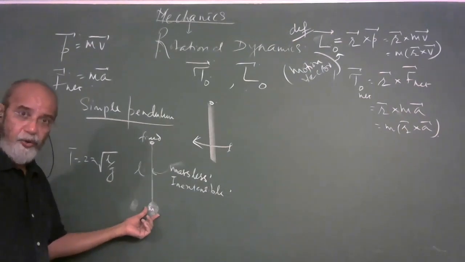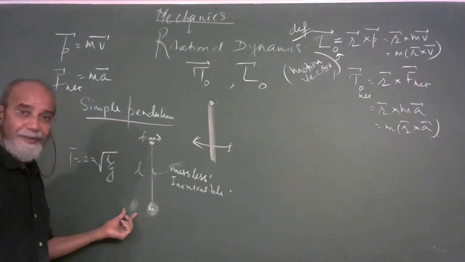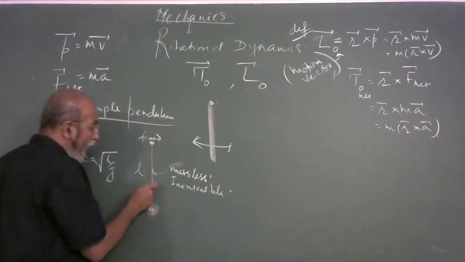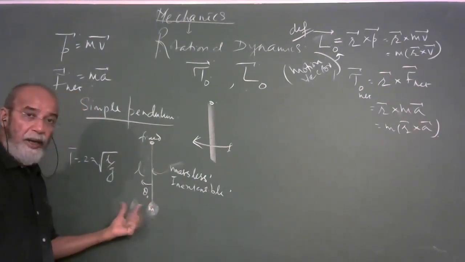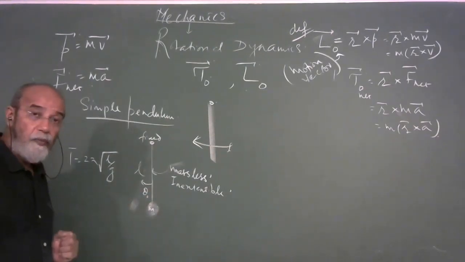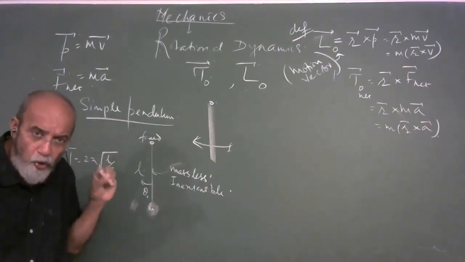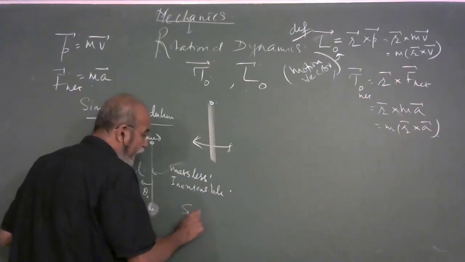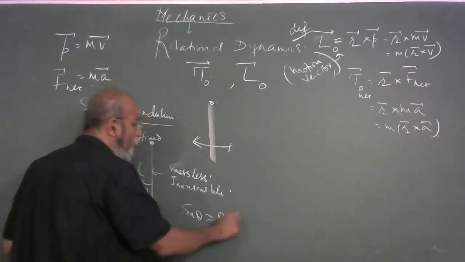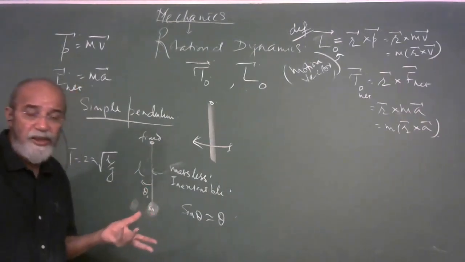Another thing also, the pendulum: when you pull it, you have an angular amplitude and then you release it. This angle is supposed to be so small that sine of the angle theta is equal to theta. That's only for 1 degree or 2 degrees.